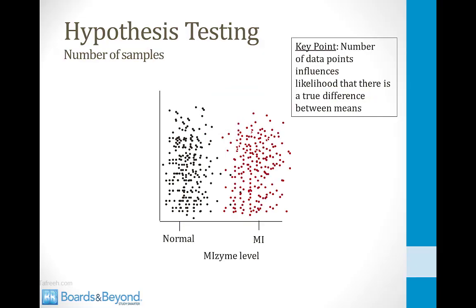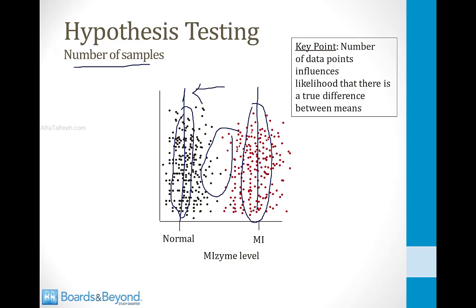Another factor that influences the likelihood that the difference in the two means is real is the number of samples. So let's look here at this picture on the screen. The normal patients and the MI patients do have some overlap of data, but we have a lot of samples, and you can see that there's a high density of samples of normal patients way over here at this mean, and a high density of the red MI patients way over here at this mean. So these two means are more likely to be truly different because we've got a lot of samples and they're really clustering far apart away from one another.